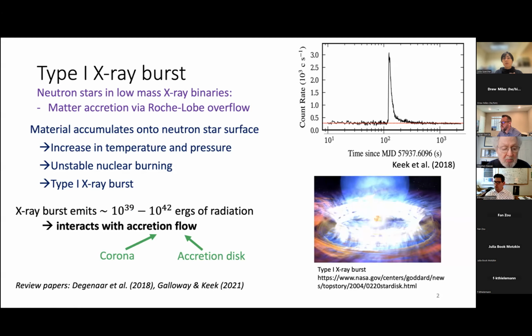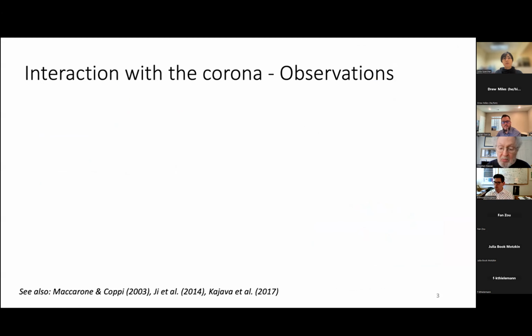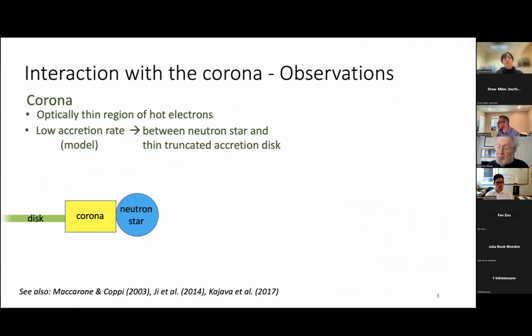First, I will talk about the interaction of the burst with the corona. Just as a quick reminder, the corona is an optically thin but geometrically thick region of hot electrons. Its position and structure is not clear yet. One model suggests that if a neutron star has a low mass accretion rate, then the corona is between the neutron star and a thin truncated accretion disk. Observationally, the corona Compton upscatters the soft photons coming from the accretion disk and the neutron star, and so it contributes a hard X-ray power law to the observed emission.